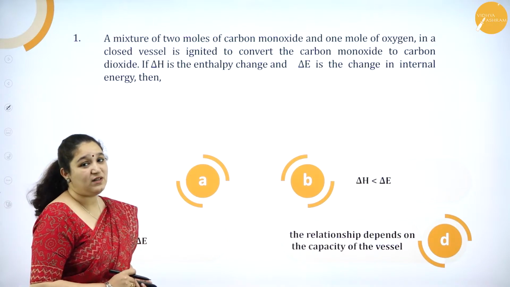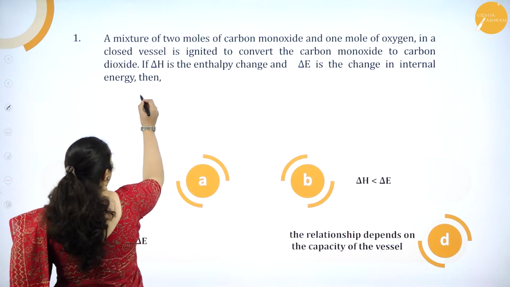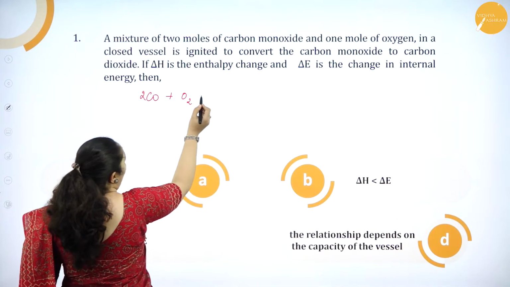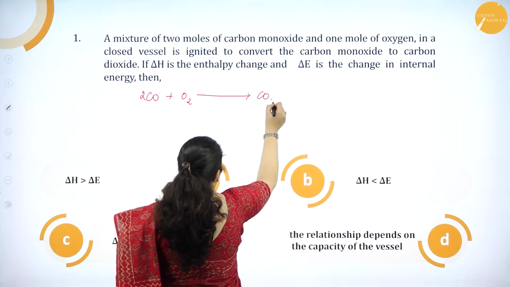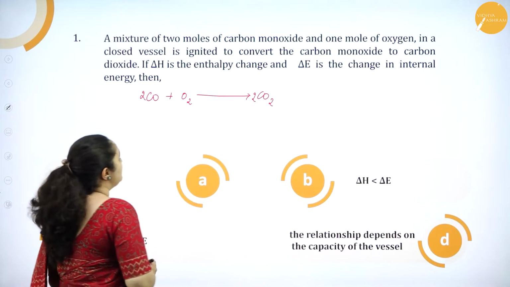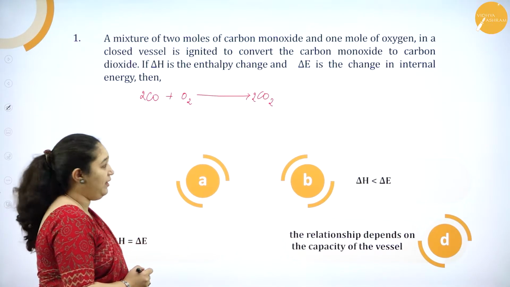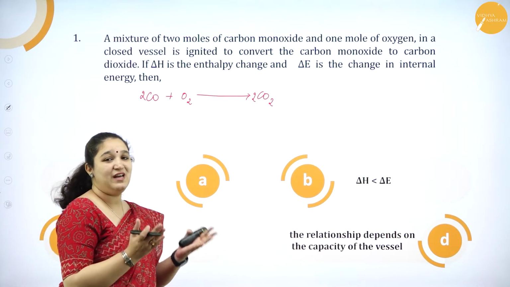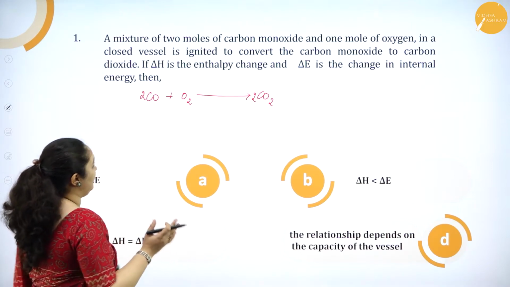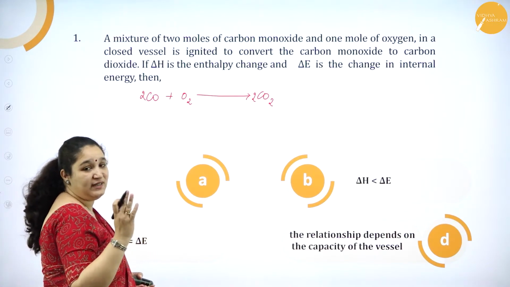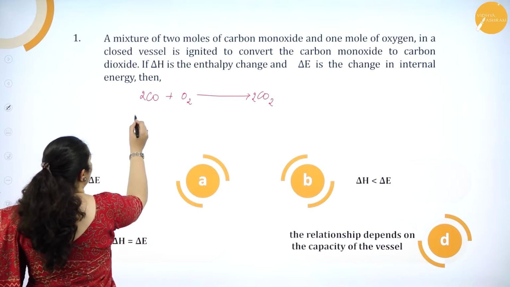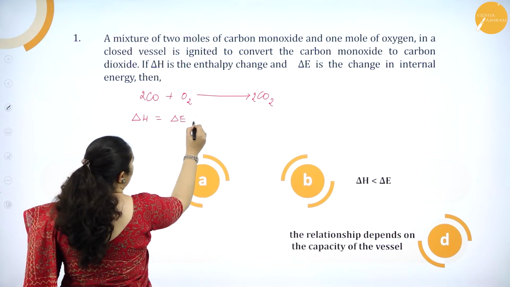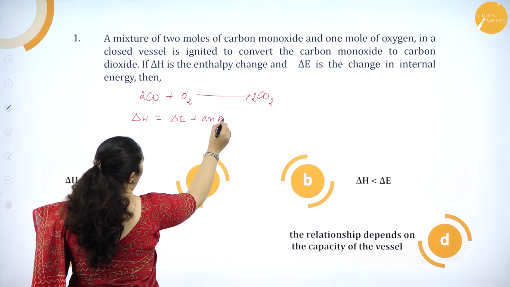So what is given in the question? It is given as 2 moles of carbon monoxide is mixed with 1 mole of oxygen to form carbon dioxide. So if we balance this, this also will be 2. They are asking us what is the relationship between delta H and delta E. When delta H is enthalpy change, delta E is the internal energy. So we know the formula, delta H is equal to delta E plus delta n RT.